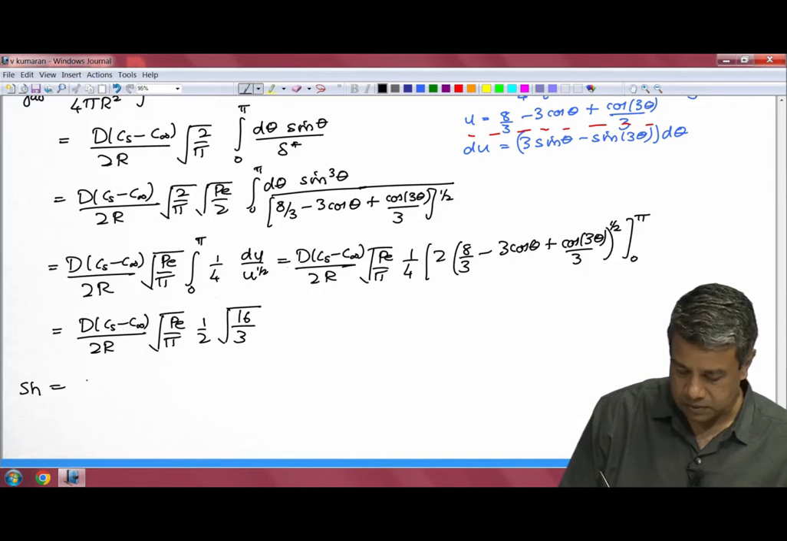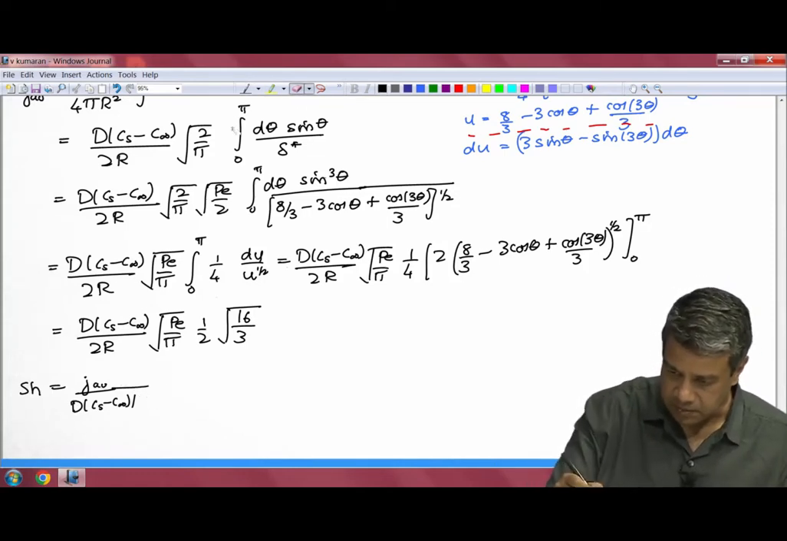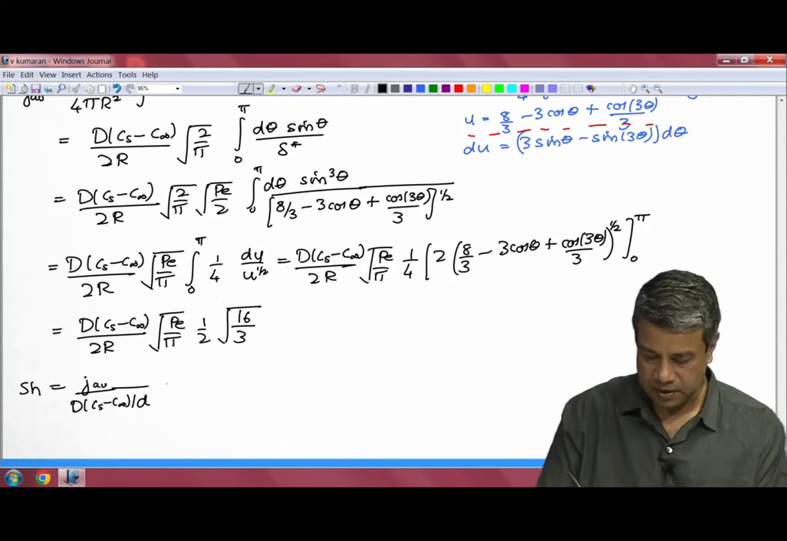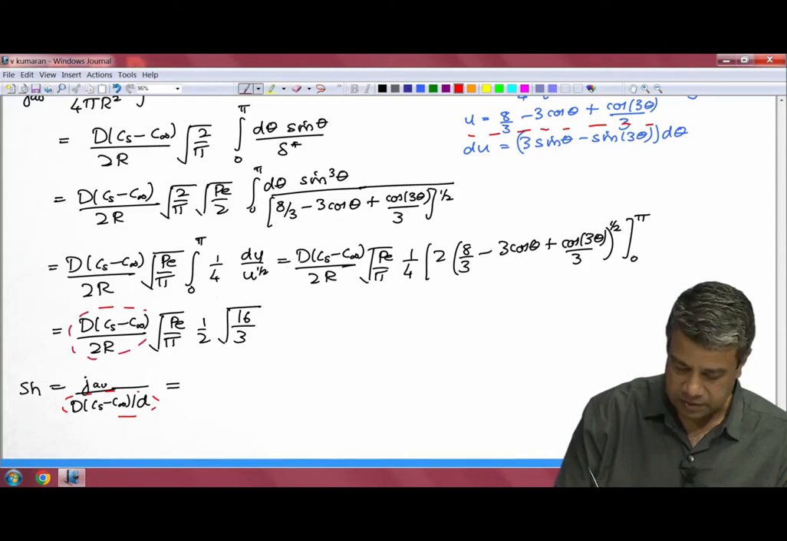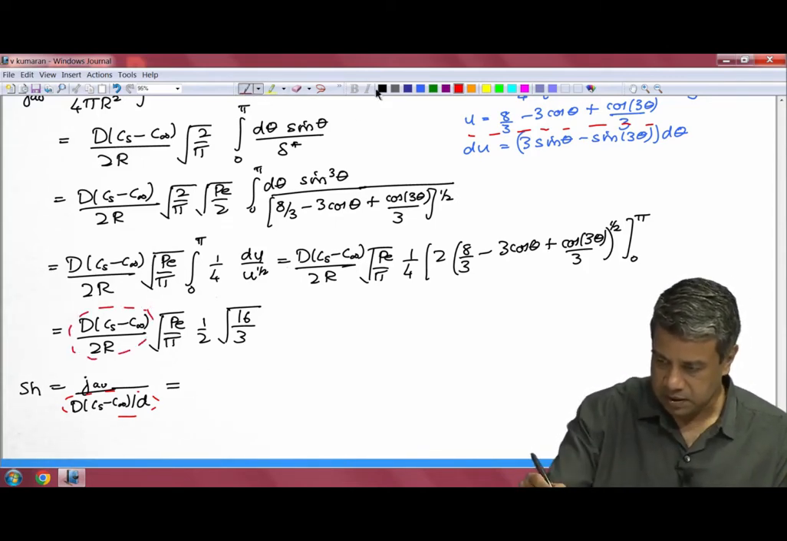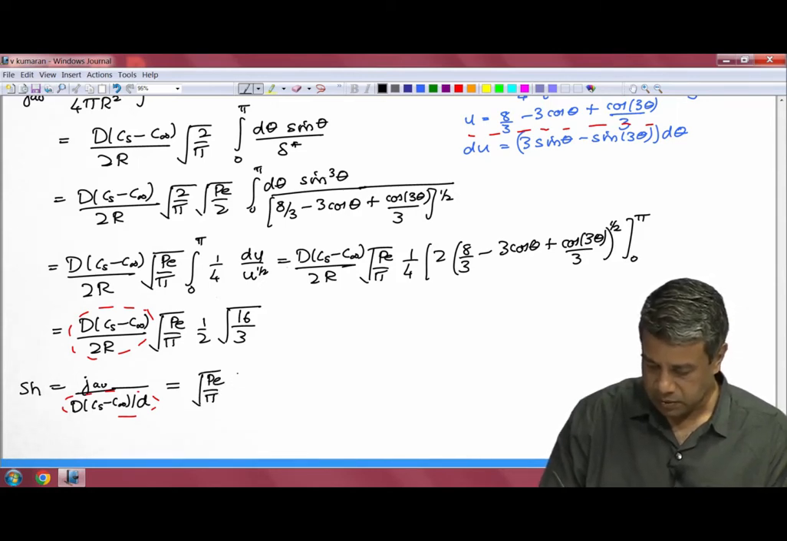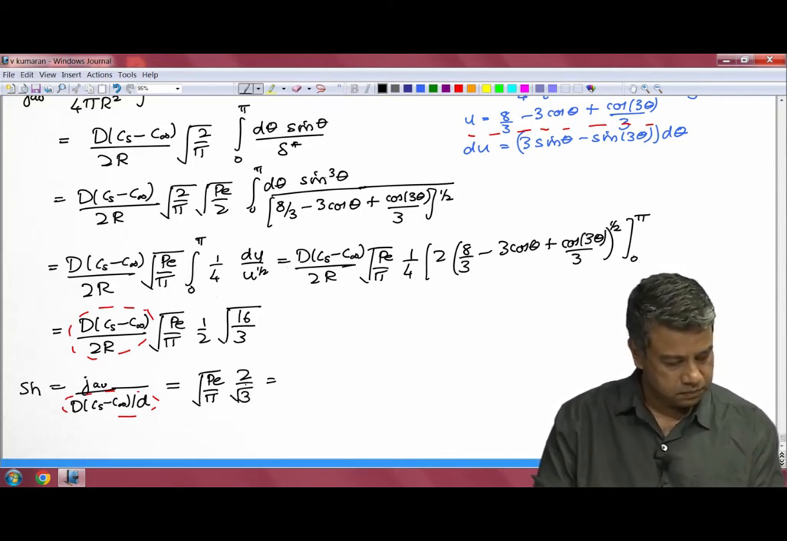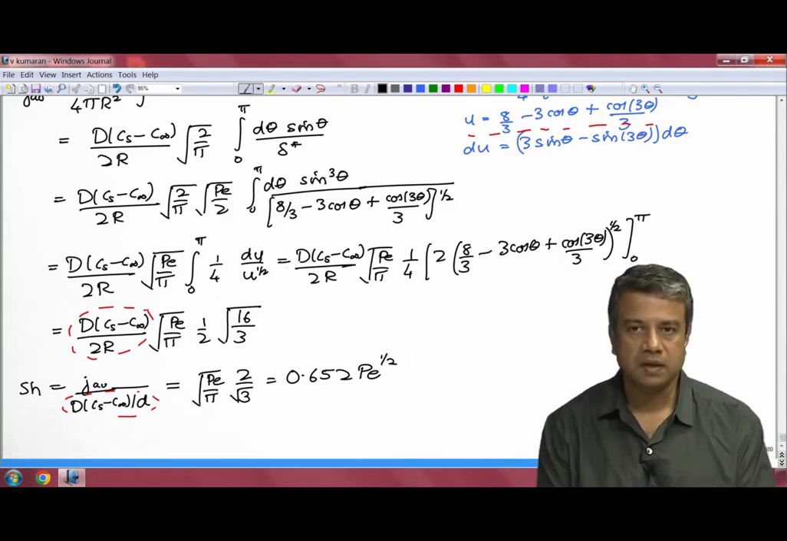Sherwood number is equal to the average flux divided by D (Cs − C∞) by the diameter, my apologies, the diameter. You can see that the denominator here is identical to what I have over here. So, those things cancel out, and I will get a factor of root of Pe by pi, into 2 by root 3. And this is 0.652 times the Peclet number to the half power. So, that is the final expression for the Sherwood number correlation.